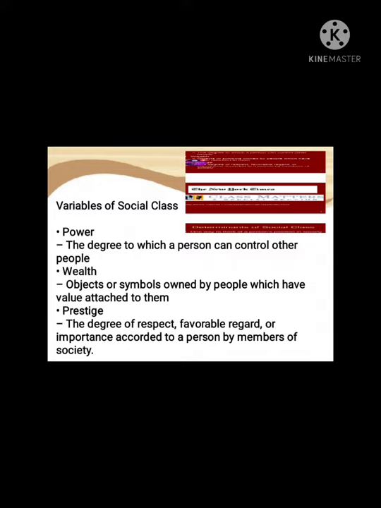So there are the variables of social class: power, wealth, and prestige. Power is the degree to which a person can control other people, and wealth is the objects or symbols owned by people which have value attached to them. And the last, prestige, is the degree of respect, favorable regard, or importance accorded to a person by members of society.